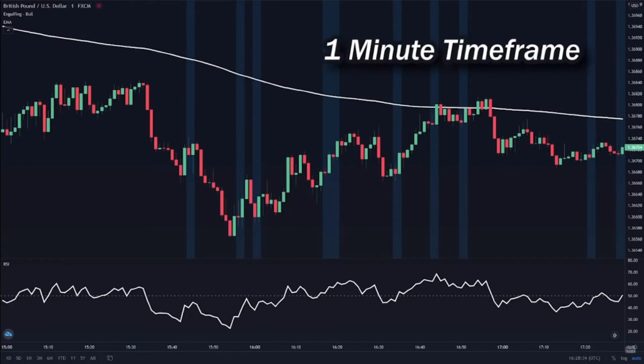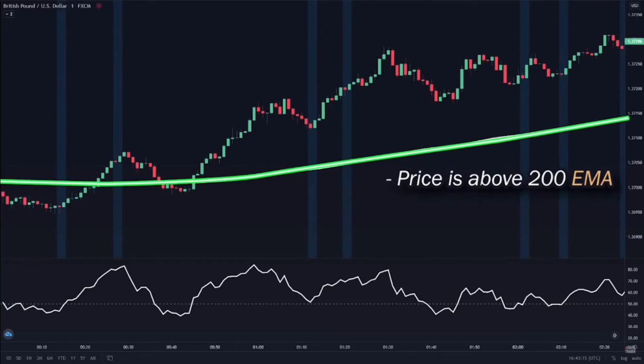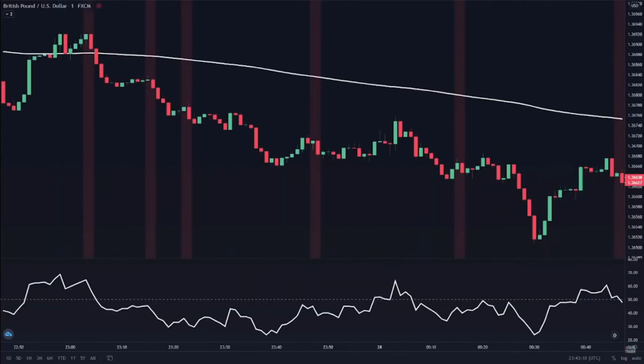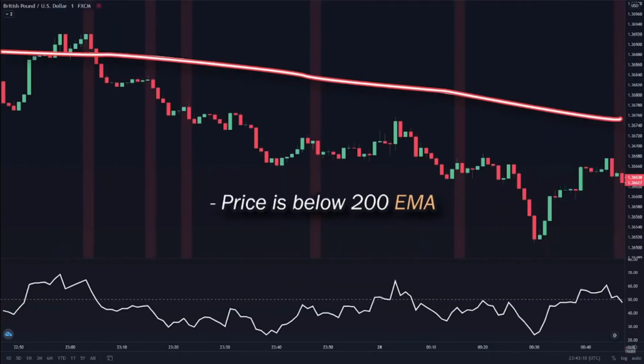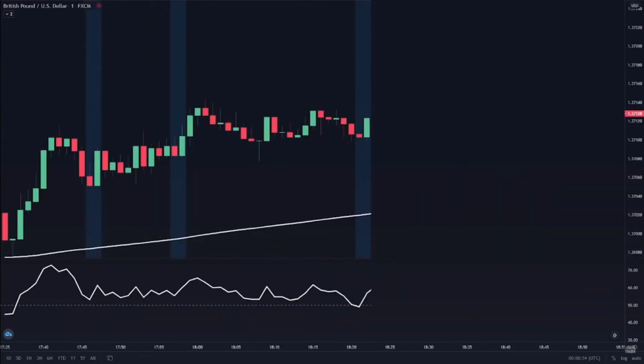Next, I'm using the 1-minute time frame for your entry setup. If the price is above the 200 EMA, while a candle shows a bullish engulfing pattern, while the RSI is above the 50 line, you take a buy position. It's the same for short positions as well. If the price is below the 200 EMA, while the candle shows a bearish engulfing pattern, while the RSI is below the 50 line, you take a sell position.